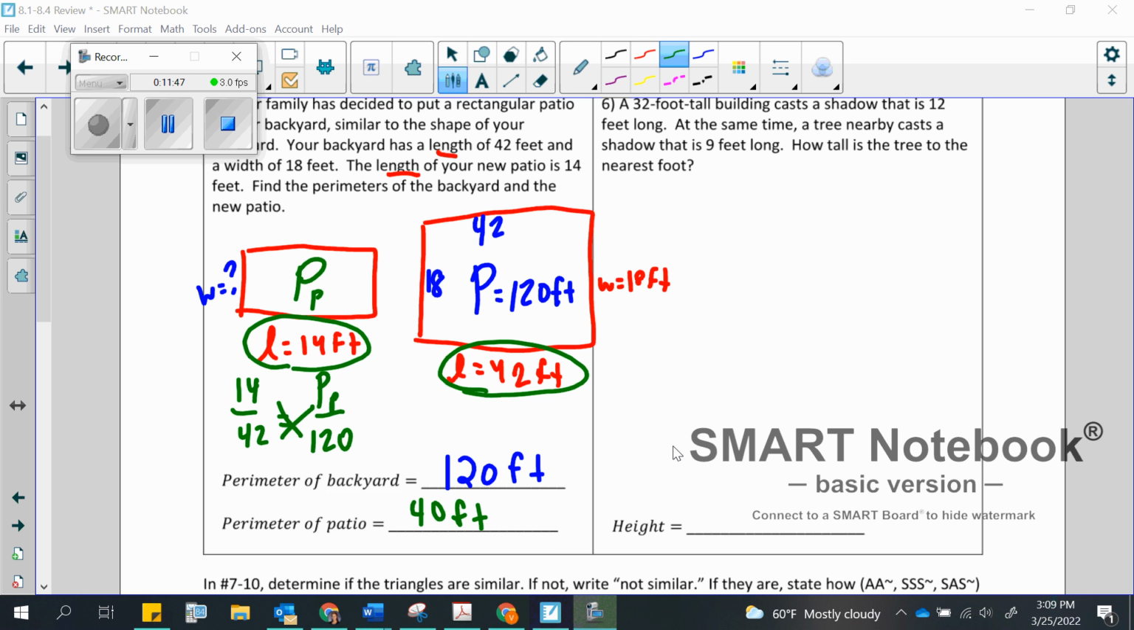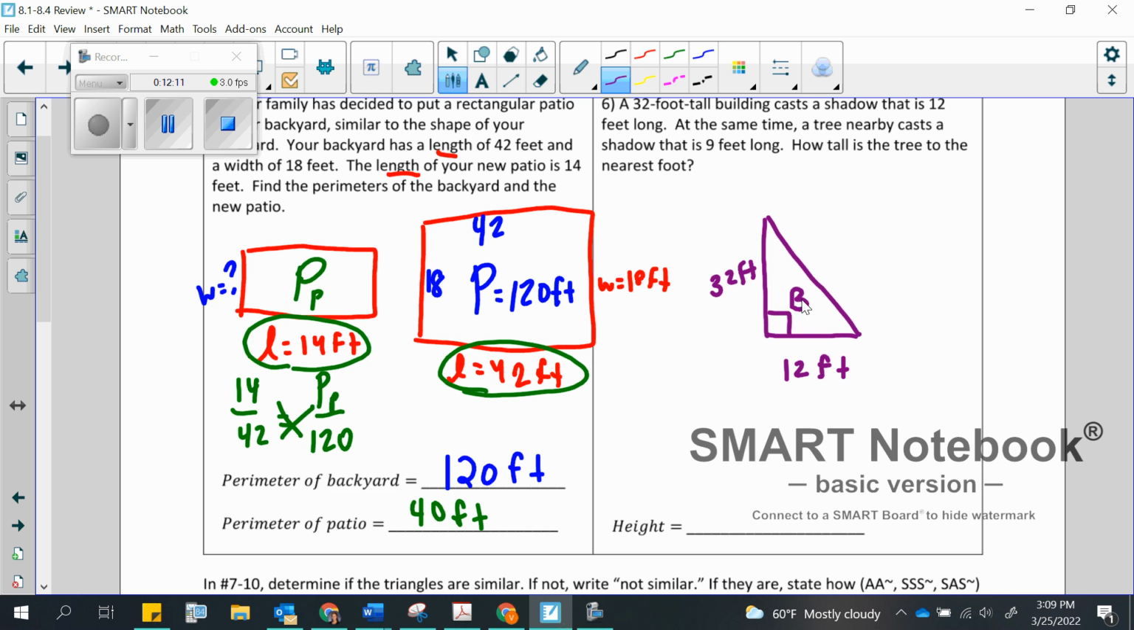Okay, and let's go over to number 6. So number 6 is fairly similar to number 5. It says a 32-foot tall building casts a 12-foot shadow. So we have our building here. The building is 32 feet tall, and it's casting a 12-foot shadow. We're basically creating a little triangle here.